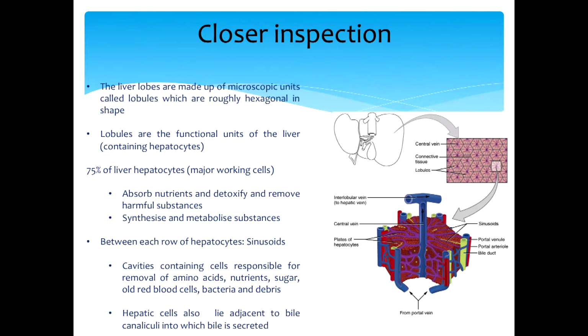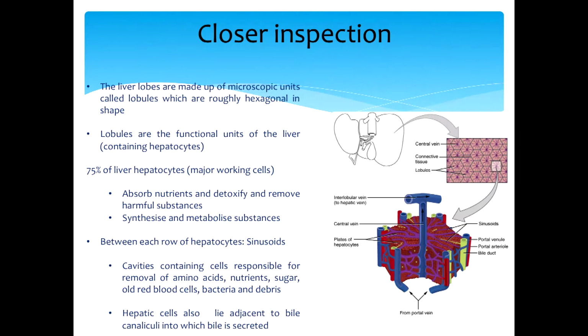If we look closer at the liver, you have the liver lobes, which are made up of these lobules, which are hexagonal in shape. And the lobules are the functional units of the liver, so they contain the liver cells or the hepatocytes. And about 75% of the liver is made up of hepatocytes, and these are your functional cells, the working cells. They have a number of jobs to do. They absorb nutrients and detoxify and remove harmful substances. They synthesize and metabolize some substances.